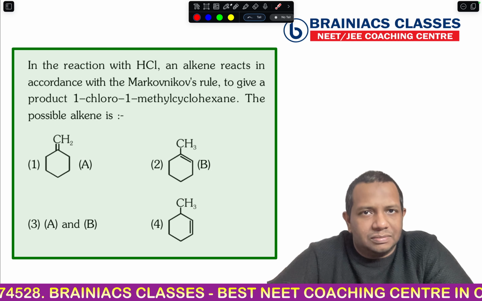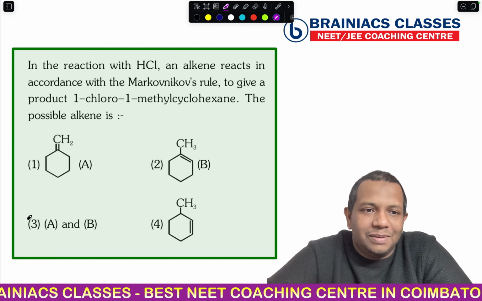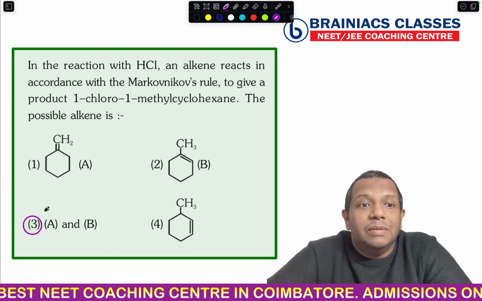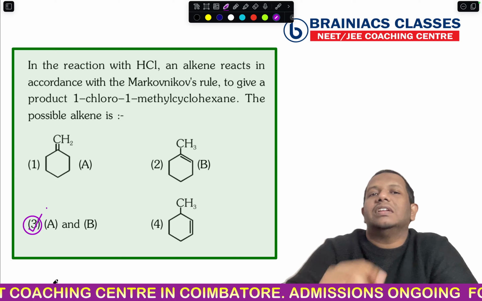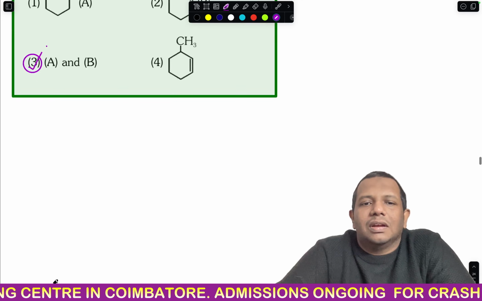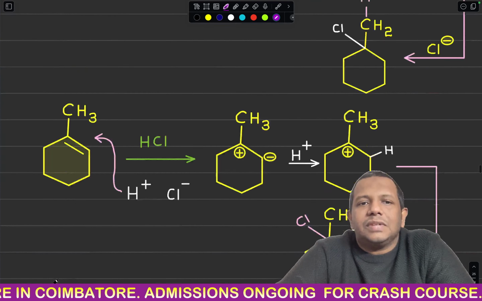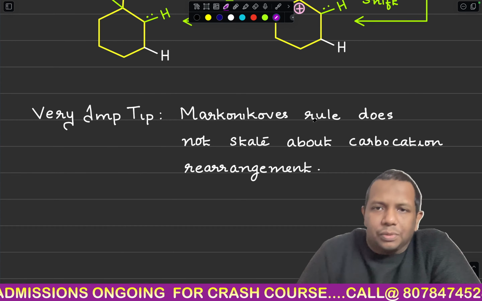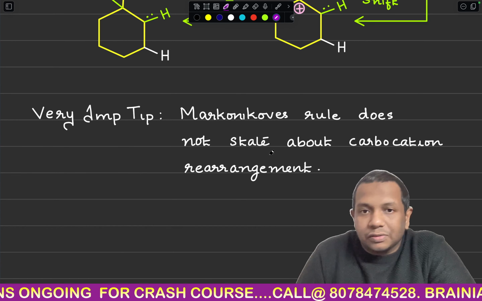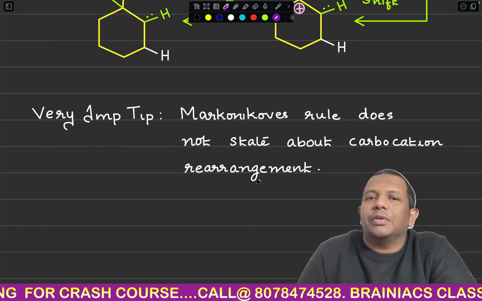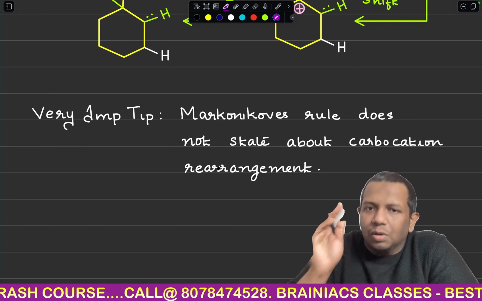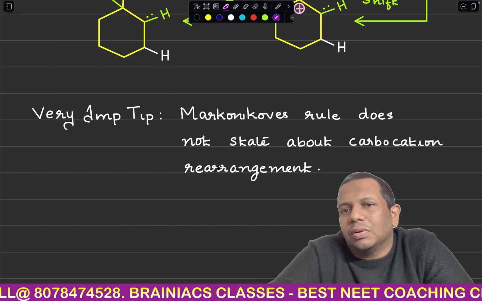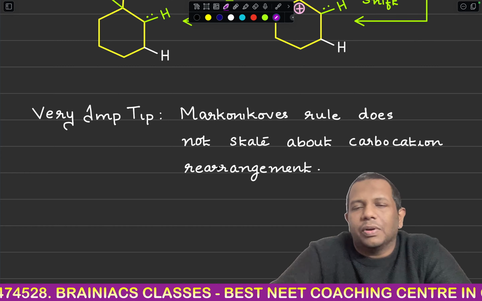Hope you are understanding. So this question is very, very important. Some students may think the question itself is wrong, and they may leave the question, but you will be the loser in that case. Hope you understood. Now I am giving here an important tip: Markovnikov's rule does not mention anything about carbocation rearrangement. So you can ignore that particular option. We can say it is not according to Markovnikov's rule. Clear? I hope you understood.